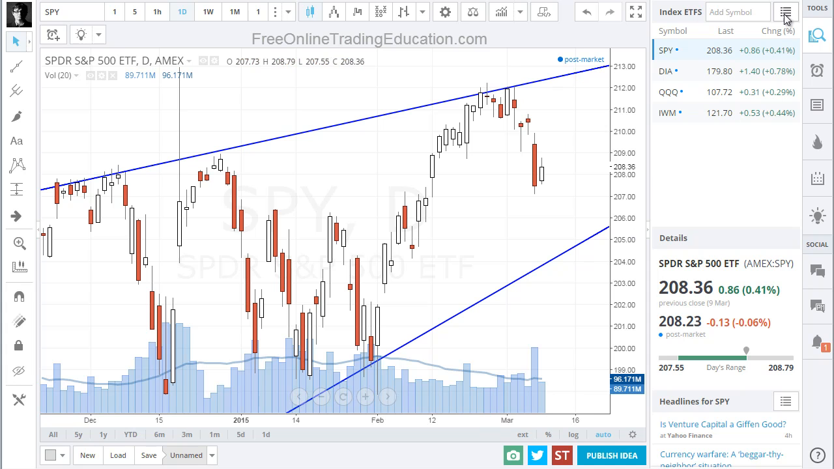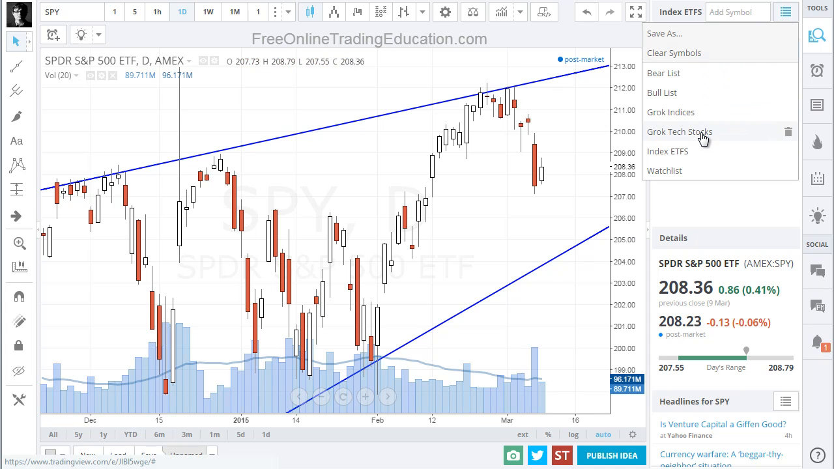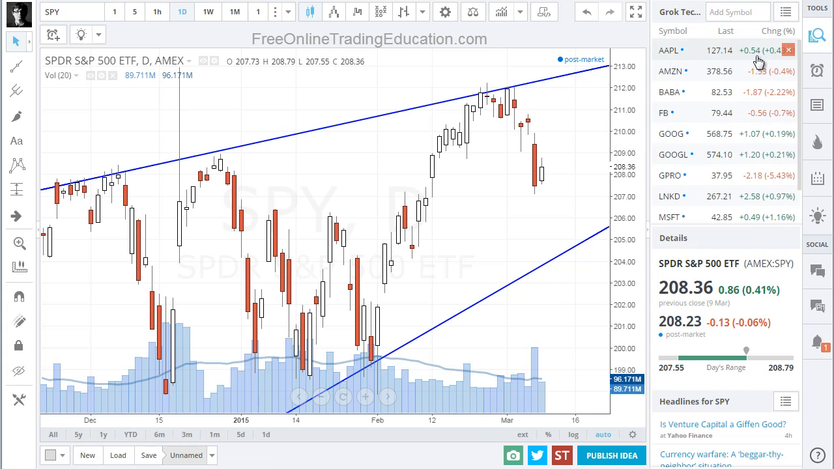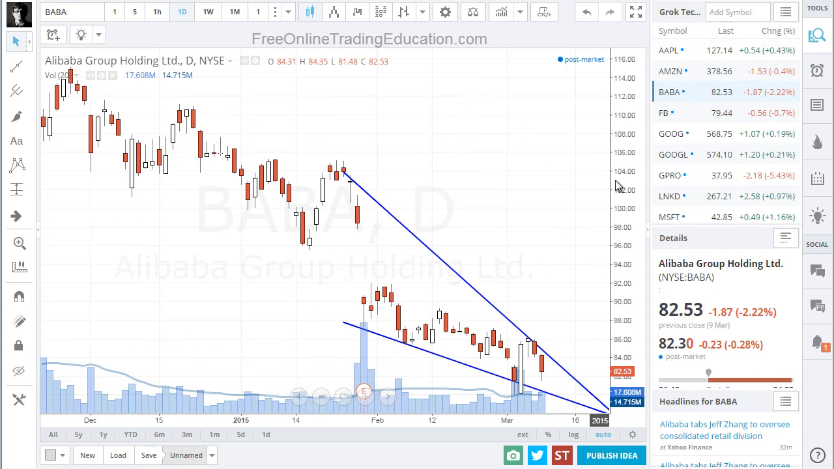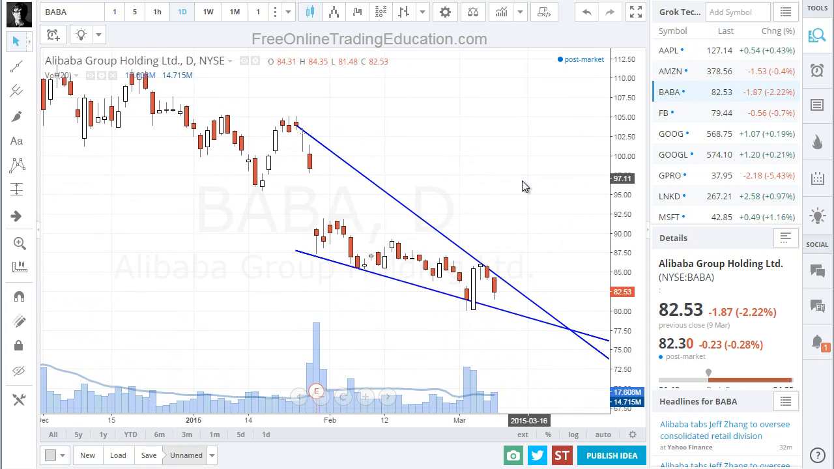So I do have a list of my tech stocks. Right here, Grok tech stocks, big list here. So I like to go through. BABA is down 2.2%, and here I'm thinking that BABA has a good chance. This is a falling wedge, nice bullish formation. If it gets back down here to this level and it acts like it's wanting to bounce, I might pick up a token position there, and if it breaks out, I'll load up on BABA. So it's something that I'm watching very closely.